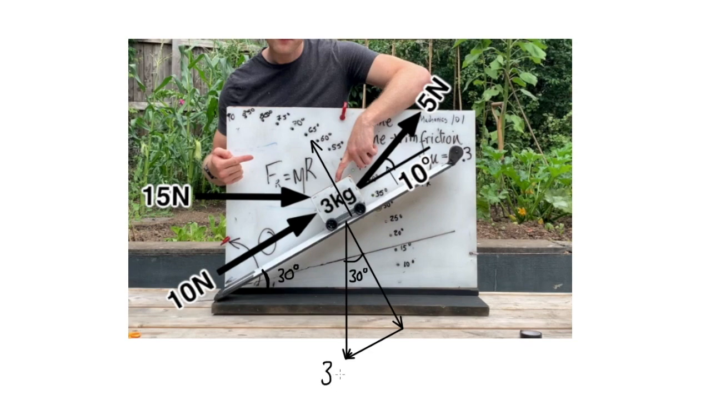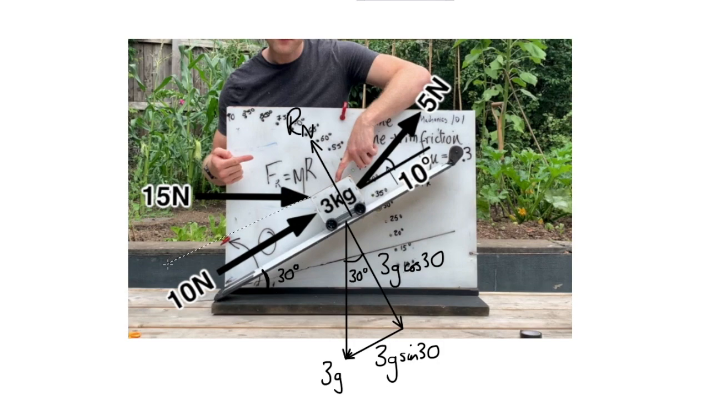This one is 3g. This component is 3g sin 30. This component is 3g cos 30. Okay, here's our reaction normal. Now we're not really going to use the forces perpendicular to the slope, but it's important to label them on anyway. The last bit of detail to add is this 15 Newton force here.